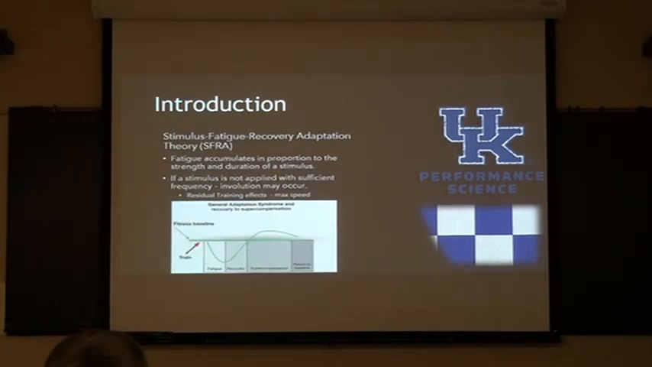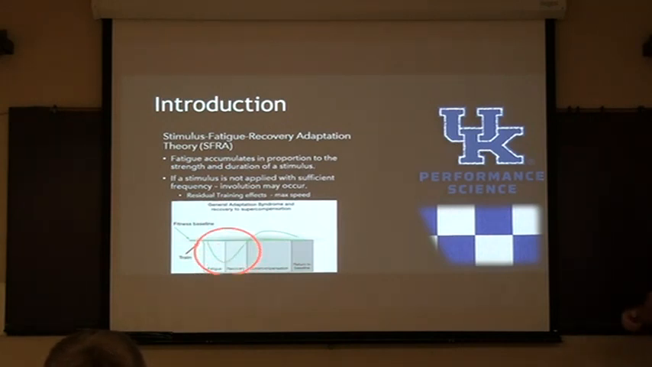The second one is the stimulus fatigue recovery adaptation theory, and really what we're hounding in here is just this area of fatigue and recovery. Basically, if you were to have a really, really high stimulus, you got to devote enough time in between that next stimulus, enough recovery. That's like me going out right now and running a marathon. I'm probably going to need quite a bit of time to recover before I start training again.